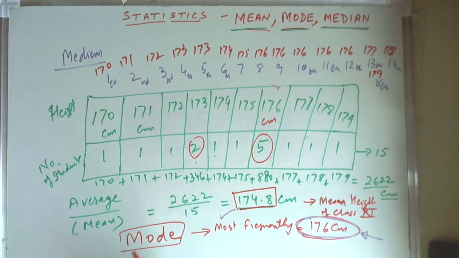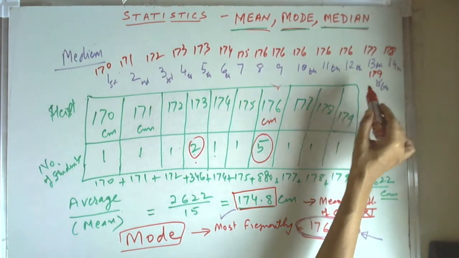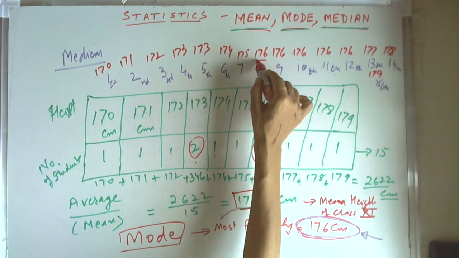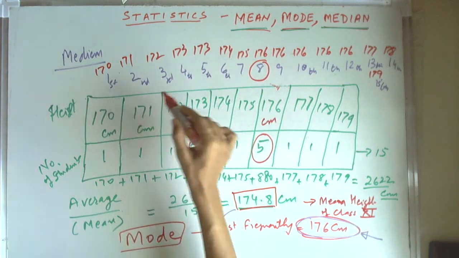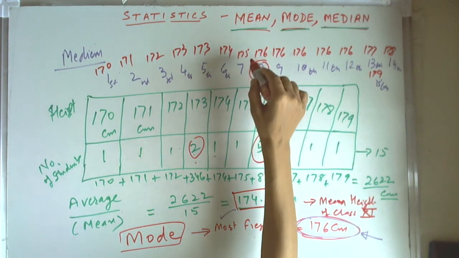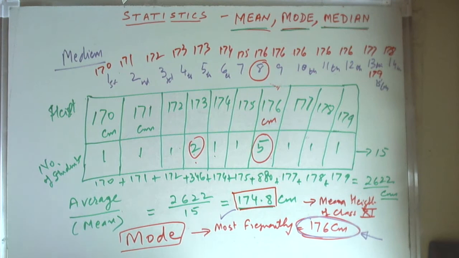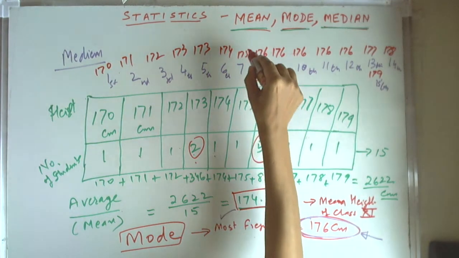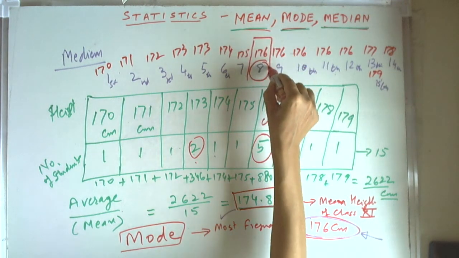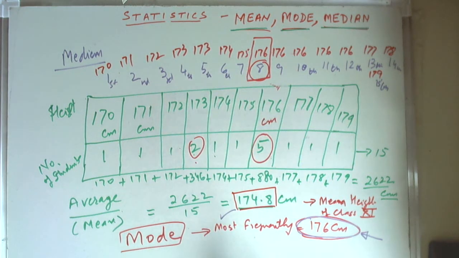So this is the way we arrange. And after arranging it, we see which student is in the middle. So out of 15 students, the middle student is number 8. So 7 are before, 7 are after. So this student is in the middle. Now this student's height is 176 centimeter, and that is the median. So what is median?